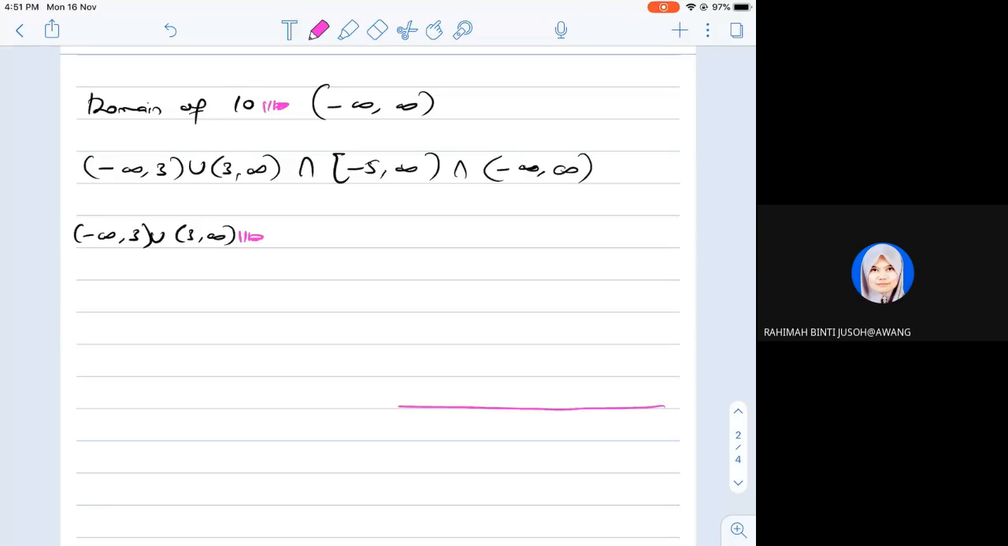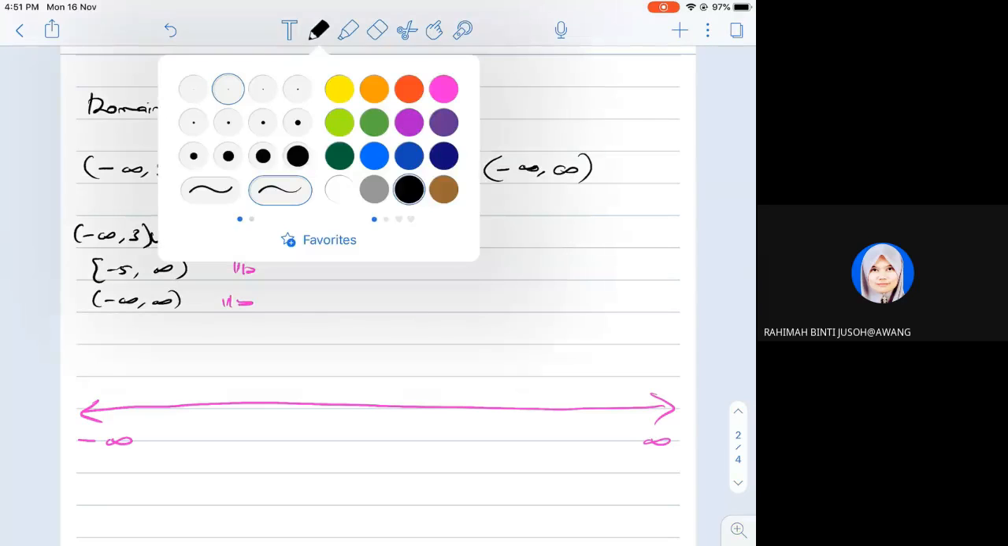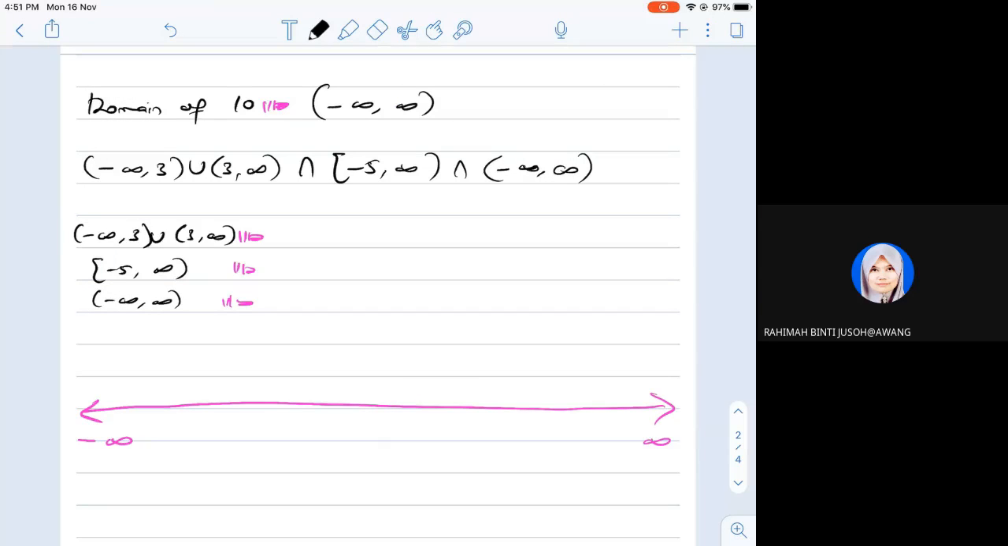Okay, let's say I have a number line here. So here is negative infinity up to infinity. And then we have this. The second one is from negative 5 up to infinity. And then the third one, we have negative infinity up to infinity. Now for the first line, let's say here negative 5, and let's say here we have 3. So the number line of the first domain should be like this, from 3 until here. This symbol means not include 3. And then negative 5 until infinity.